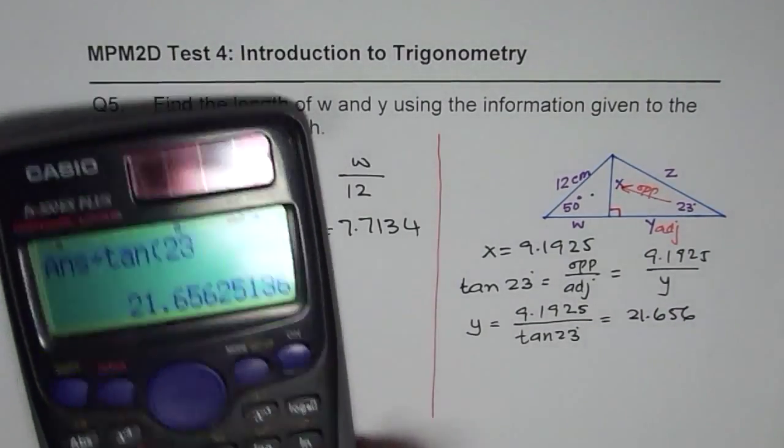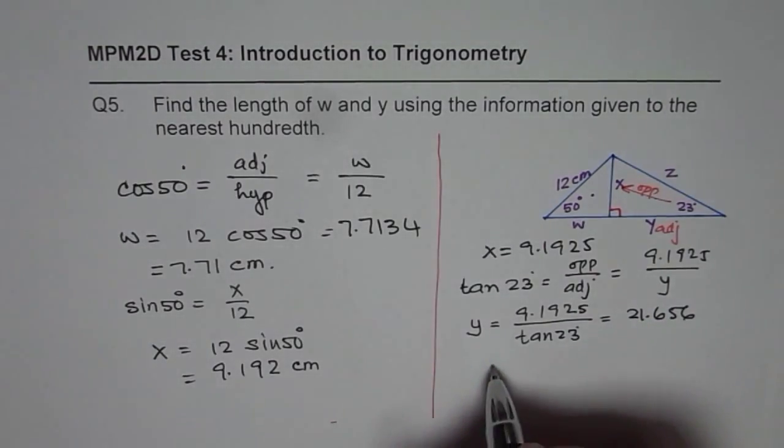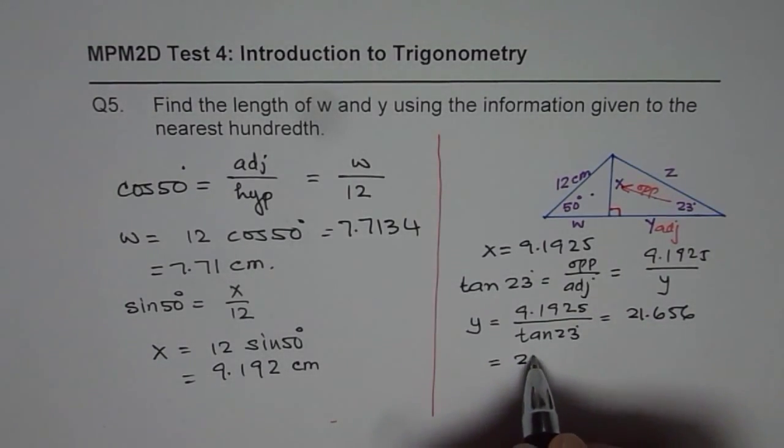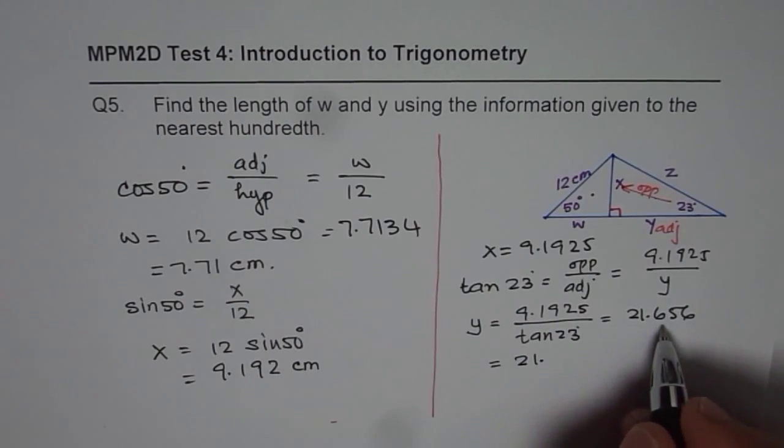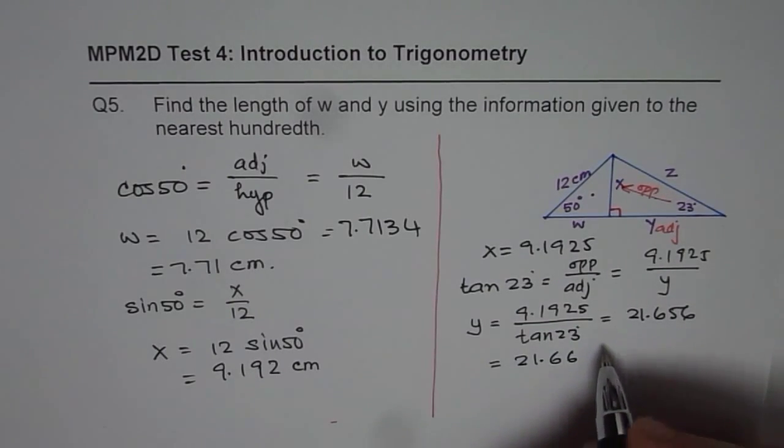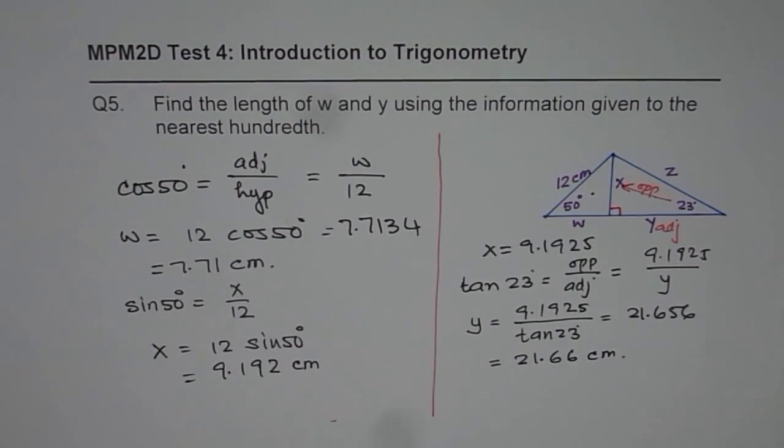21.656, which we should round to 100th place. So Y is equals to 21.66 and the units are centimeters, correct? So that is how you can solve.